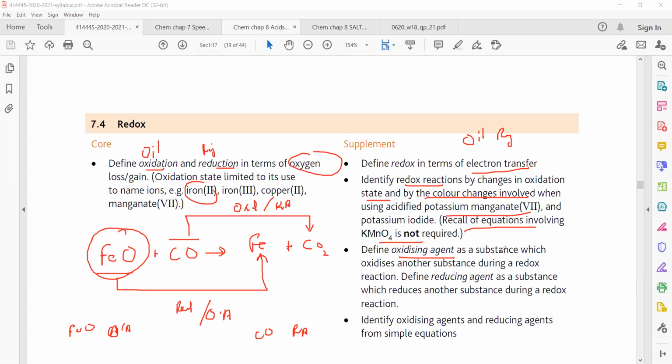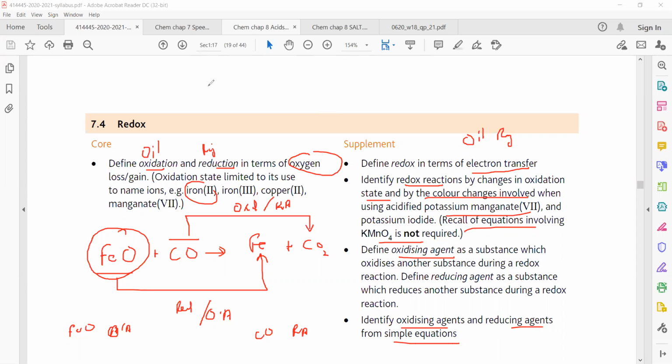Define oxidizing agent as a substance which oxidizes the other. Just now we discussed this part. And identify oxidizing agent and reducing agent from a simple equation. From oxidation number, how can we identify? Because not all reactions involve oxygen. Some of the reactions have different reagents.